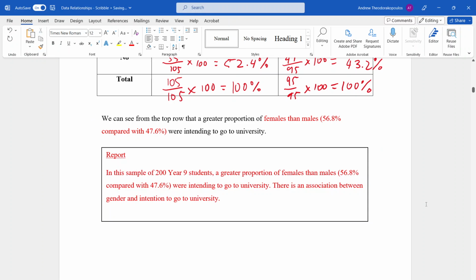Okay, so just copying this down. In this sample of 200 year 9 students, a greater proportion of females than males, and then mention the percentages, 56.8% compared with 47.6%, were intending to go to university, and then mention whether or not there's an association. So in this case, yes, there is an association between gender and intention to go to university.